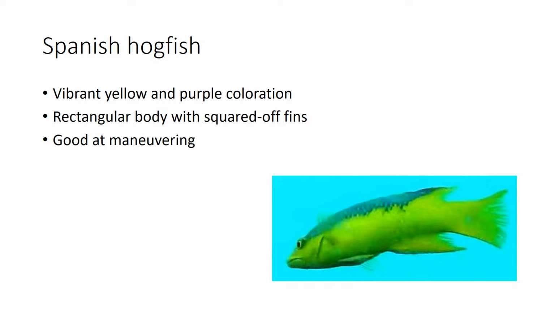No matter what the color, all Spanish hogfish have this rectangular body shape with the squared off fins, which you can see here. They have a more rounded body type than a spot-tail pinfish, but they are still good at maneuvering because of their small size.